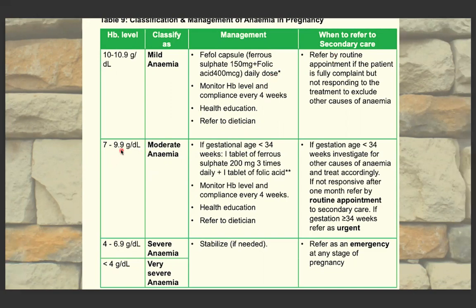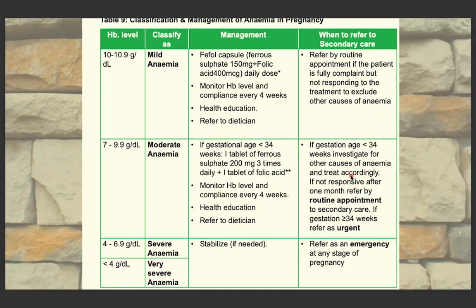What about if it is 7 to 9.9? This is called moderate. In moderate anemia, according to the gestational age, if the gestational age is less than 34 weeks, you can give one tablet of ferrous sulfate TID and monitor hemoglobin every 4 weeks. Also give health education and refer to a dietitian. And investigate for other causes of anemia and treat accordingly.